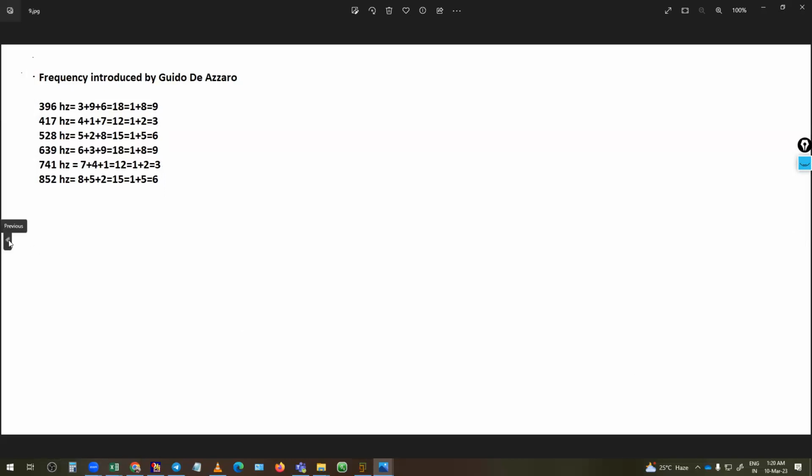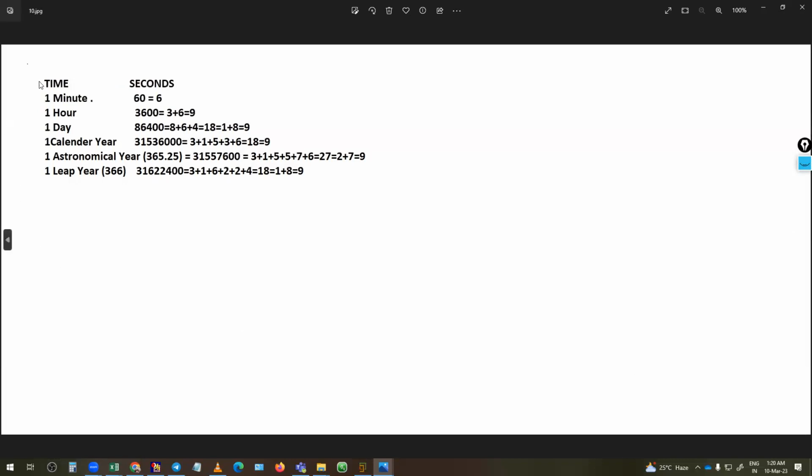Next, if you convert different kinds of time, like 1 minute, 1 hour, into seconds, look: 1 minute equals 60 seconds, equals 6. 1 hour equals 3600 seconds, equals 3 plus 6 equals 9. 1 day equals 86400 seconds, equals 9. One calendar year equals 31536000 seconds, equals 9.